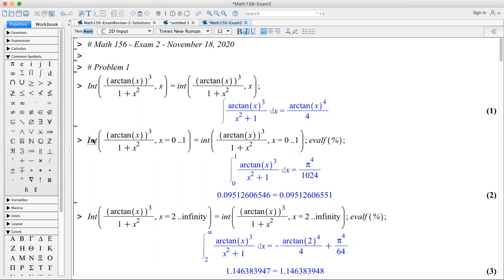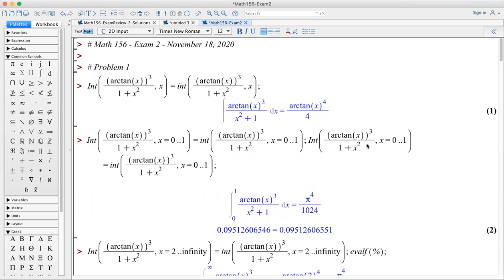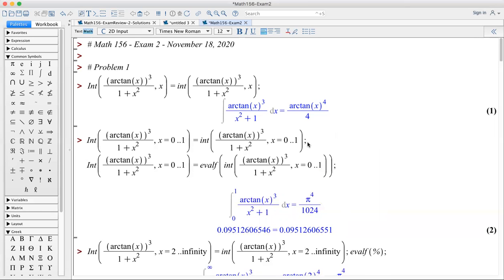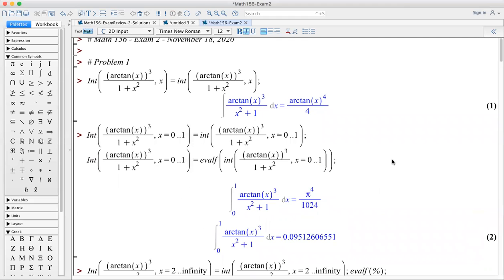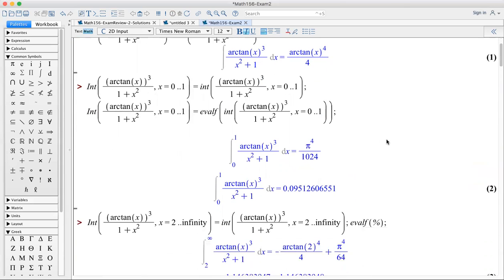Alternatively, we could have written the following. I could have just written EVALF here. And then what I get is the integral evaluated precisely, or the integral evaluated as a decimal.